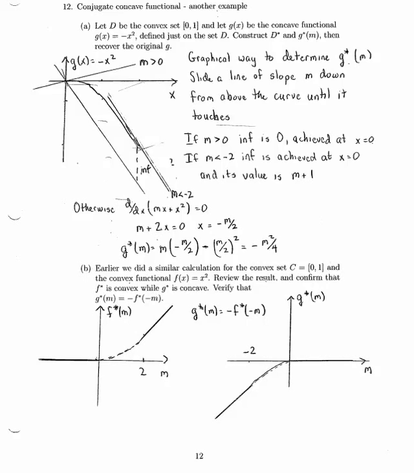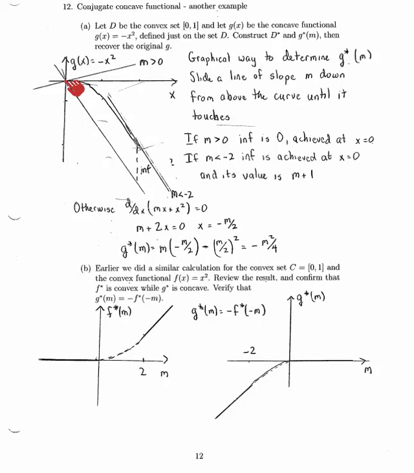Let's do another example. An easy way to create a concave functional is to take a convex functional and slap a minus sign on it. So since we dealt with f of x equals plus x squared, let's deal with g of x equals minus x squared and see what happens. The argument is very, very similar. Now what we do is imagine that we're sliding a line of some slope m down from above to see where it first touches the graph.